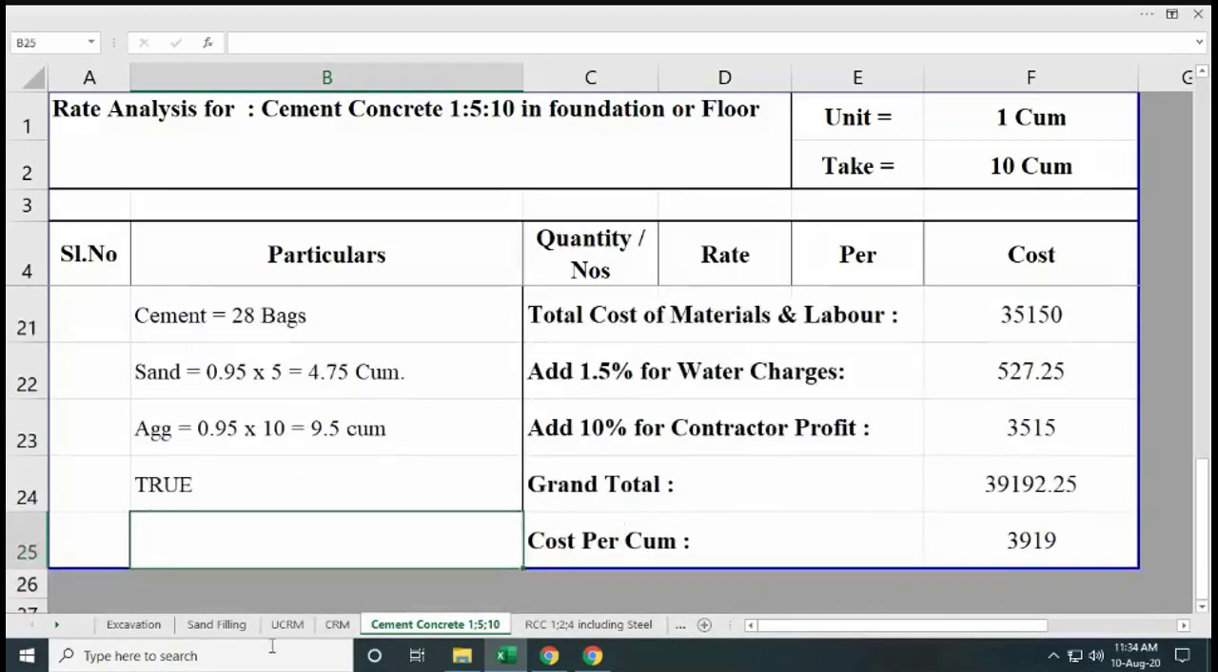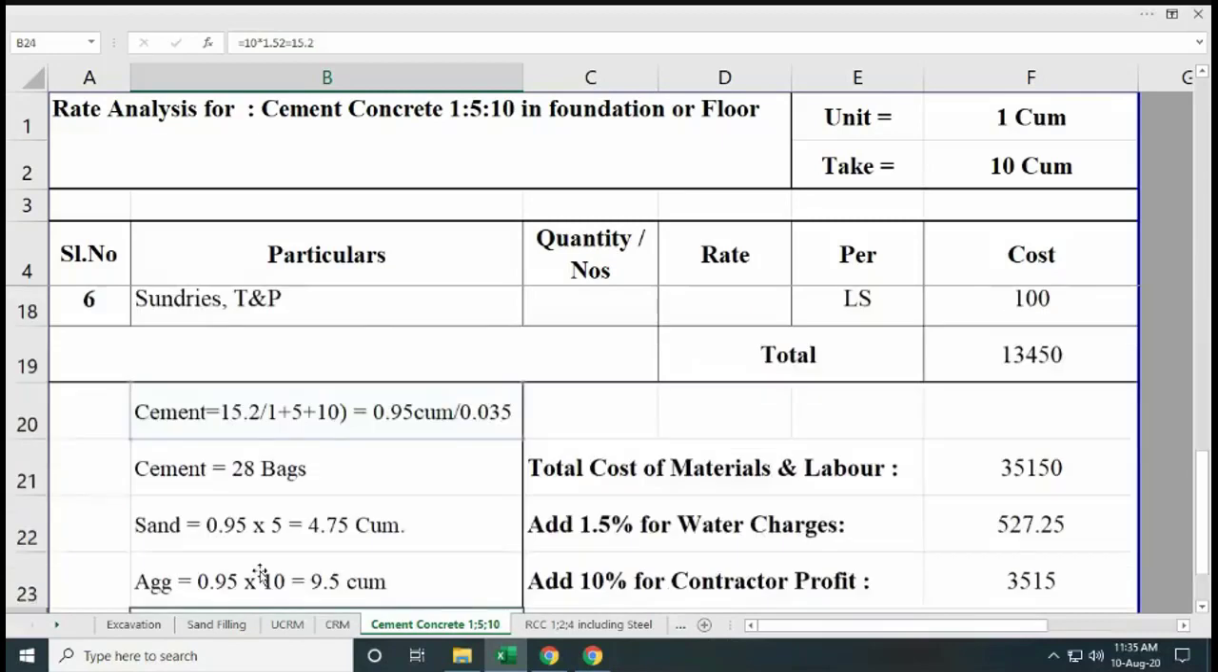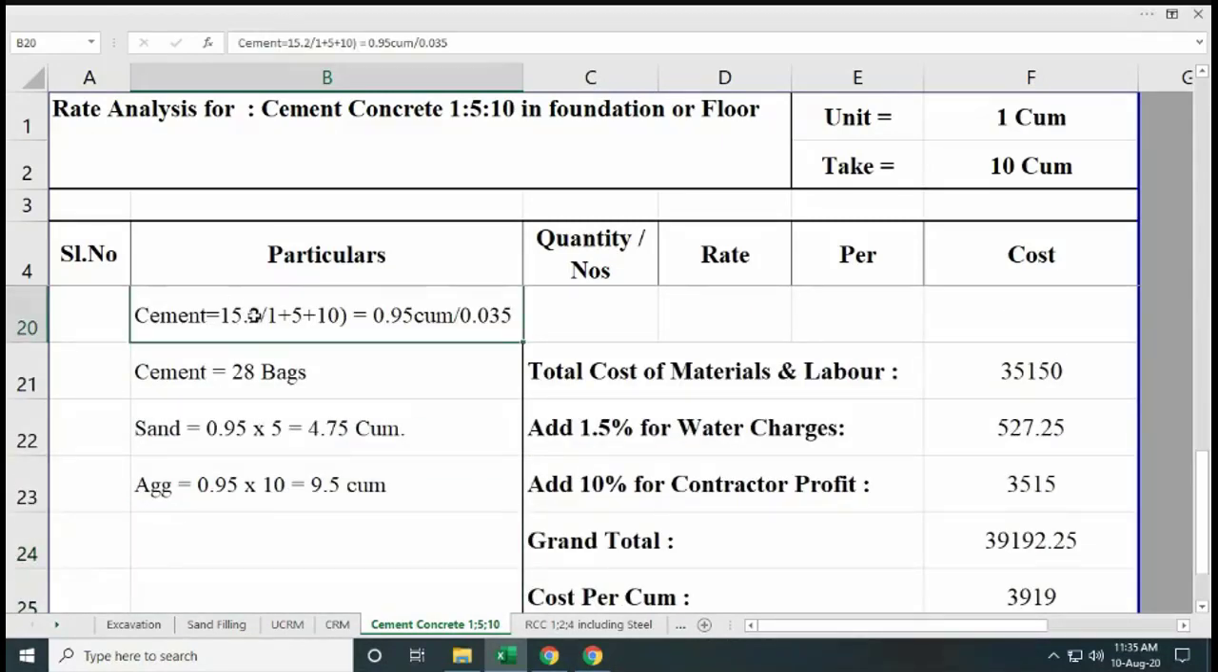So this 15.2 means that if you want to do 10 cubic meters of concrete work, you require 15.2 cubic meters of dry volume. This is the total volume required, divided by the proportion. Our proportion is 1 is to 5 is to 10.